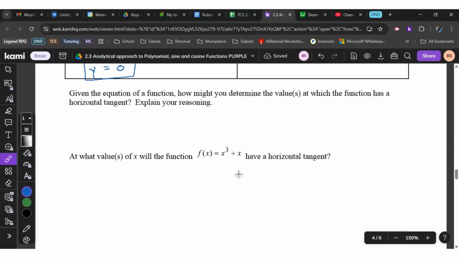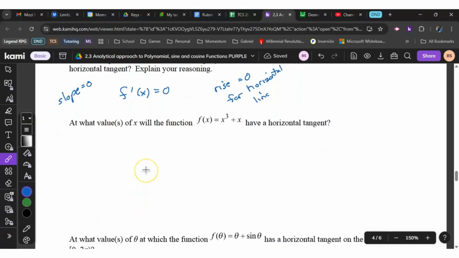Given the equation of a function, how might you determine the values at which the function has a horizontal tangent? So, in other words, what does f prime of x need to be equal to for a horizontal tangent? Well, horizontal tangent means a slope of what? 0. Exactly. Which would mean the derivative is simply 0. That's all. Our reasoning: rise equals 0 for a horizontal line.